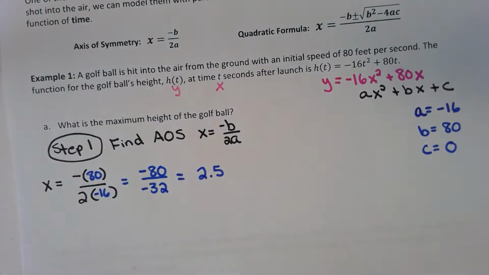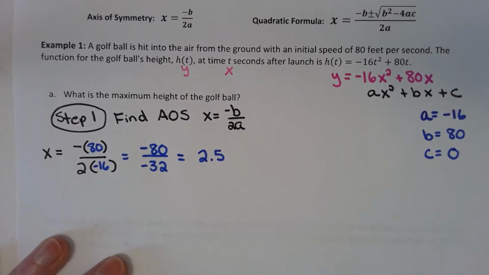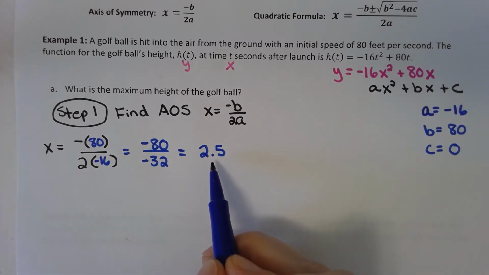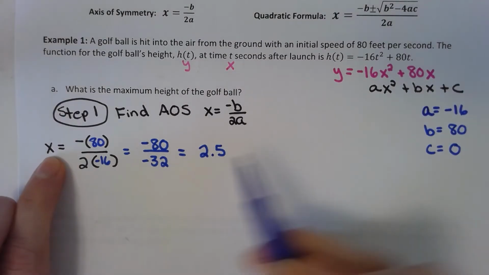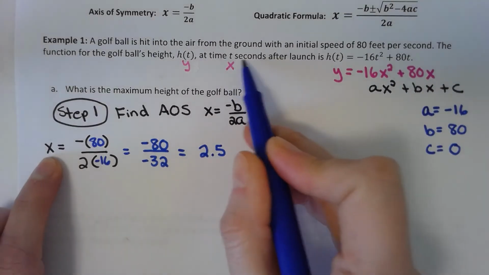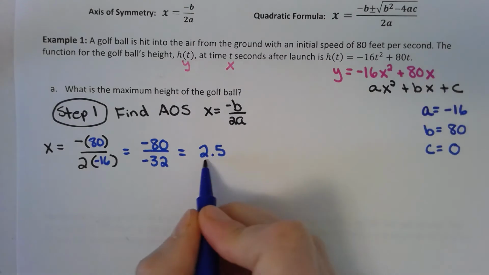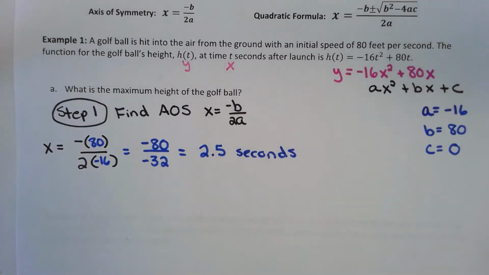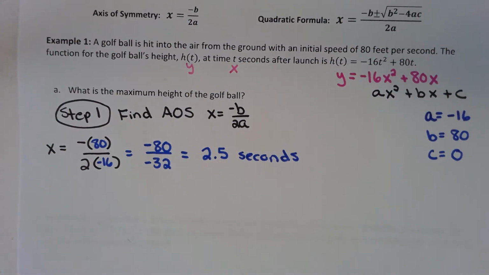Now, a lot of the times I do have you change decimals back into fractions, but I'm not going to on this one because it is a word problem, and it makes a lot more sense to leave it as a decimal, because what x is talking about is the same thing as t, which means we're talking about time in seconds. So we're saying 2.5 seconds.